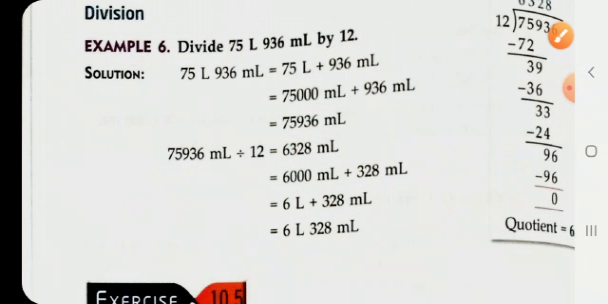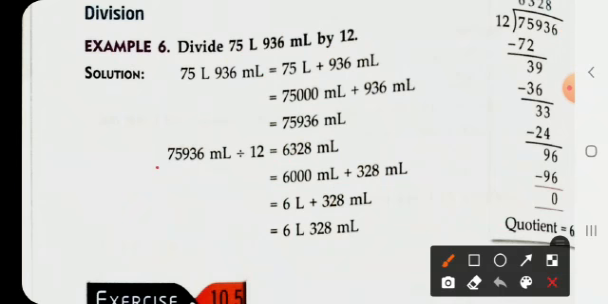Now the division will be easier. So what we have done, the sum now is 75,936 milliliters divided by 12, and we get the answer. We divide it like this and we get this answer as 6,328 milliliters. So this is how you are going to divide the sums.